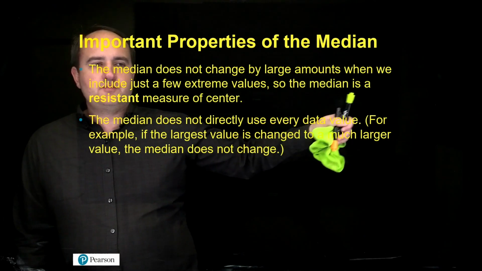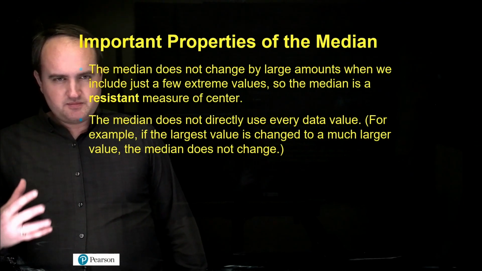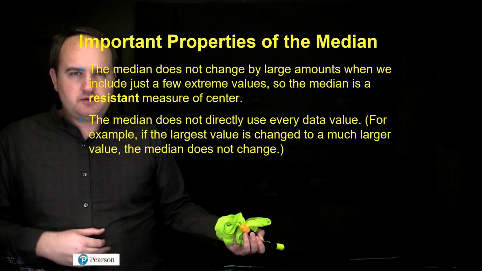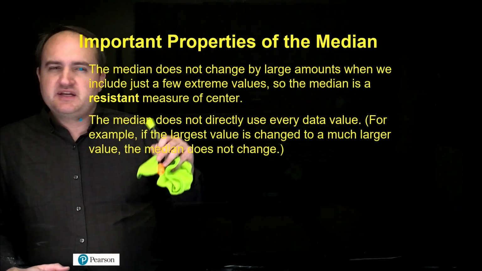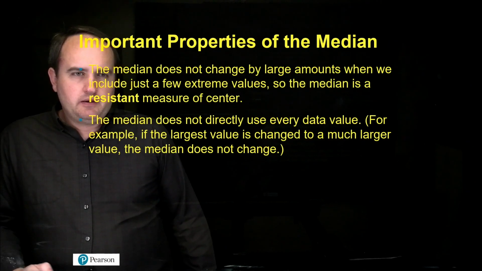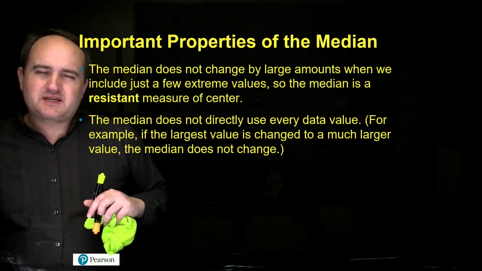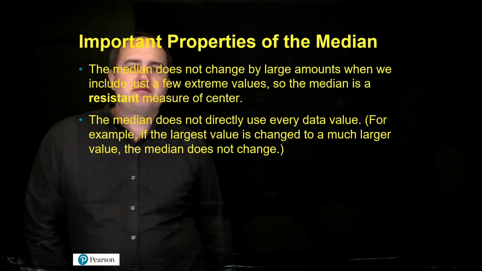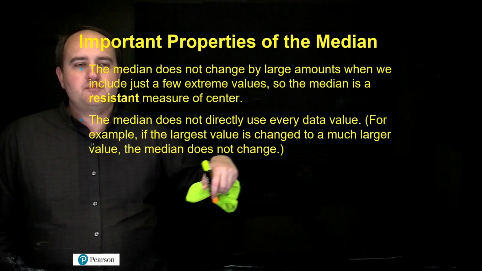Okay, so we say the median is a resistant measure of center. And resistant just means it resists outliers. So if you put in a very large value or a very small value that's an outlier, that's far away from the other values, it's not really going to affect the median a whole lot in most cases. One thing that's kind of negative about it, though, is that the median does not directly use every data value. For example, if the largest value is changed to a much larger value, the median does not change.